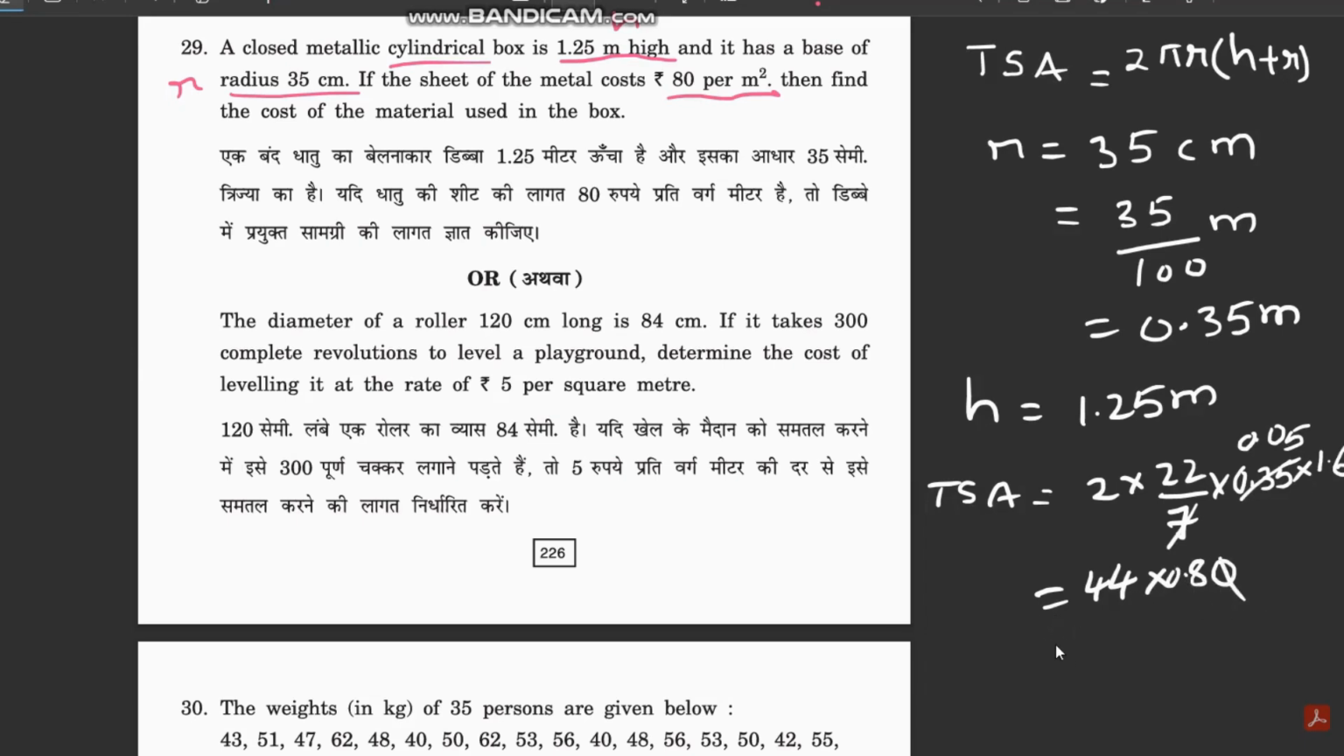So 0.8, 0 cancel. Now with this 8 we should multiply. 8 4s are 32, again 8 4s are 32, plus 3, 35. One decimal is there, that is 35.2. Here meters, so meter square. For 1 meter square the cost is 80 rupees. For 35.2 meters square, the cost is how much? 80 into 35.2. 0, 8 2s are 16, 8 5s are 40 plus 1, 41, 8 3s are 24 plus 4, 28. Here one decimal point, 0 cancel. So 2816 rupees is the answer.